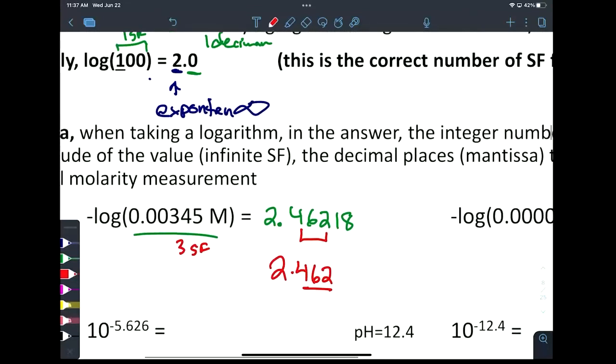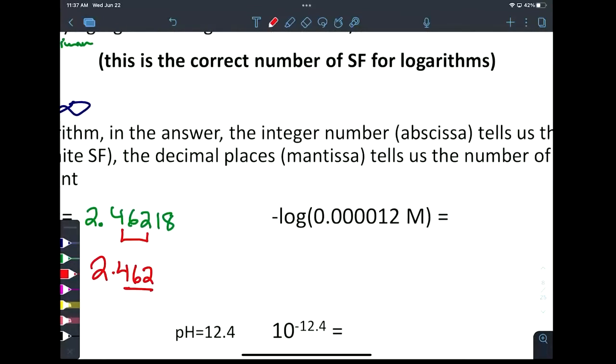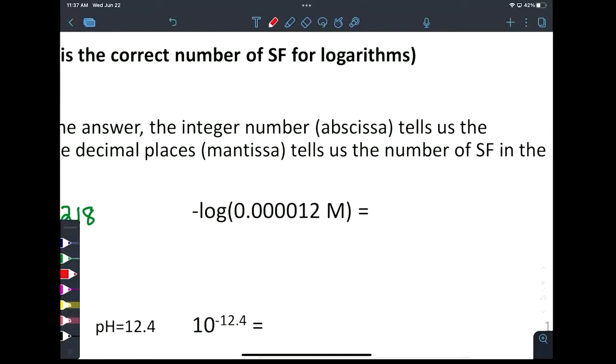Following along? All right, the next one. So how many sig figs in the concentration? 2. So then how many decimal places will my answer have? 2. So if you put that into your calculator, negative log 0.12341, I get 11. Wait, is that right? No, I did natural log. Negative log 0.12341, I get 4.9208. So since this has 2 sig figs in the number, I need 2 decimal places in my pH. So this pH is 4.92.